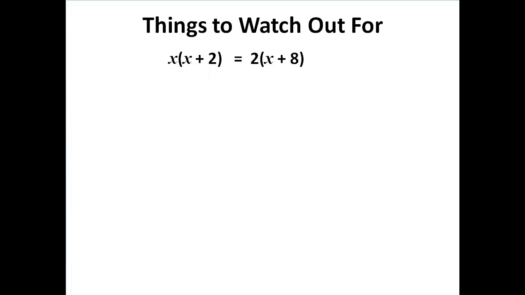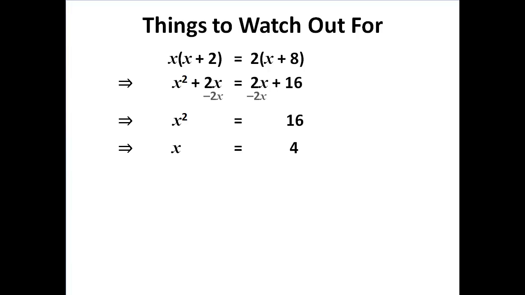Here we have a fairly simple equation. We expand the brackets out, that's our first step. We gather everything on one side, except when we subtract the two x's, it looks like we've got a very simple equation, and we're very tempted to make x equal to 4. However, we must resist doing this.